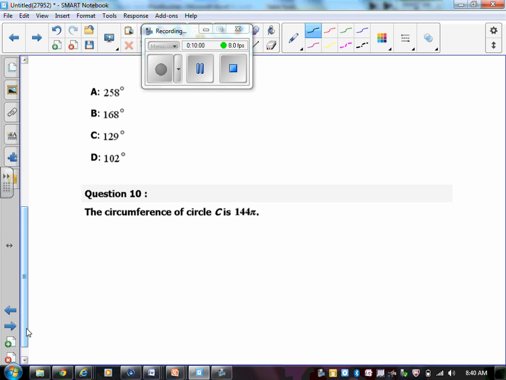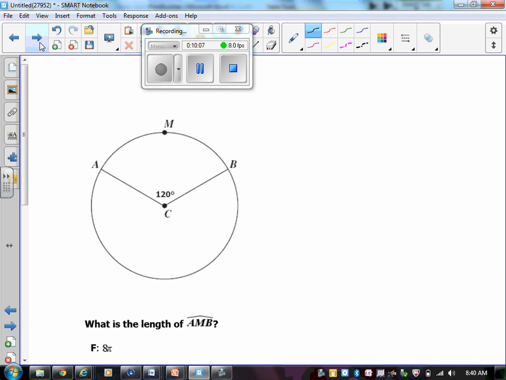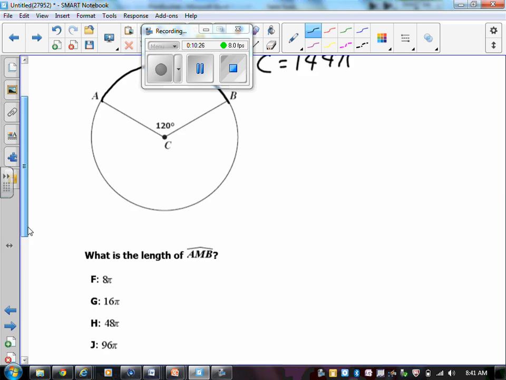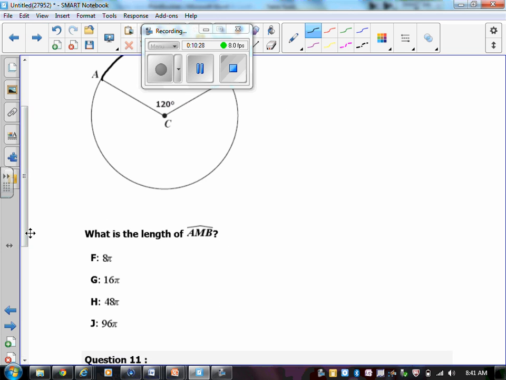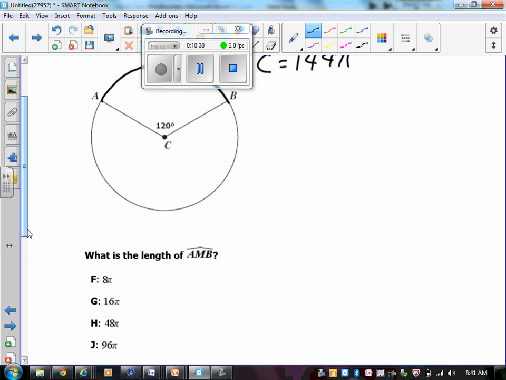All right, next is find the length of arc AMB. The circumference of the circle is given to be 144 pi. And they want to know the length of AMB. That's what they're trying to find. And when you look at the answer here, they gave it to you in terms of pi. So when you are taking the ratio, don't multiply the pi out.